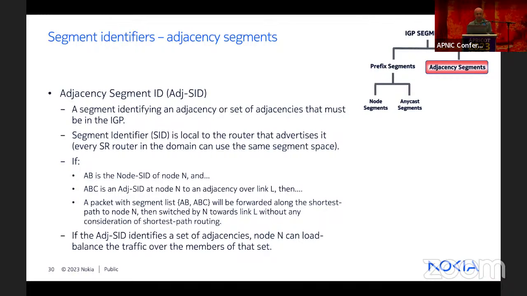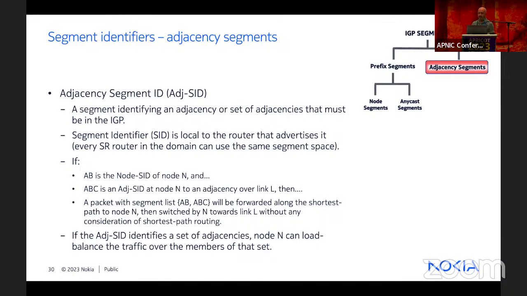So essentially, if you take an example where AB is the node SID of a particular node, some sort of number, then ABC is a number that is an adjacency SID associated with that node.